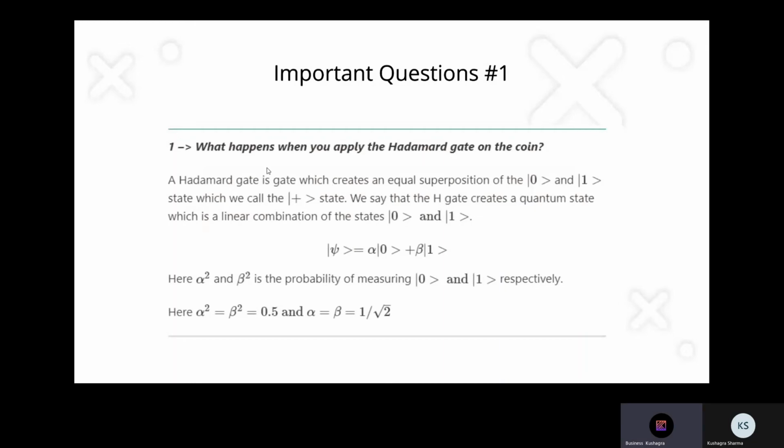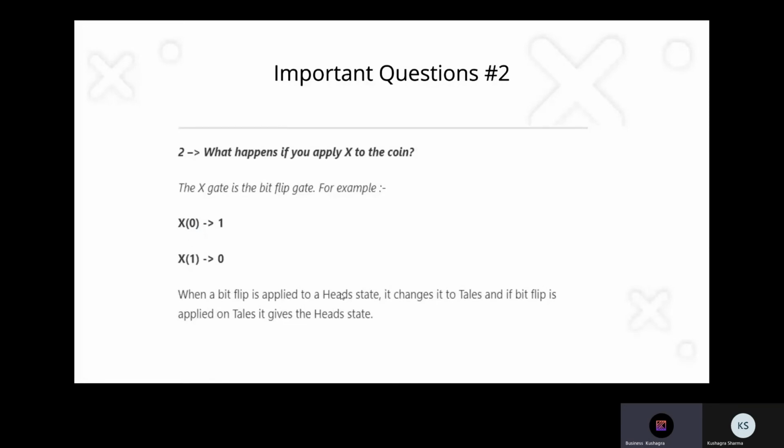So here are a few important characteristics formulated as questions. What happens when you apply the Hadamard gate on the coin? The Hadamard gate changes the 0 state into a plus state and the 1 state into a minus state. Since we are applying it on a 0 state, we get a plus state, a uniform superposition of qubit 0. With the X gate, it changes the 0 state to the 1 state and the 1 state to the 0 state.